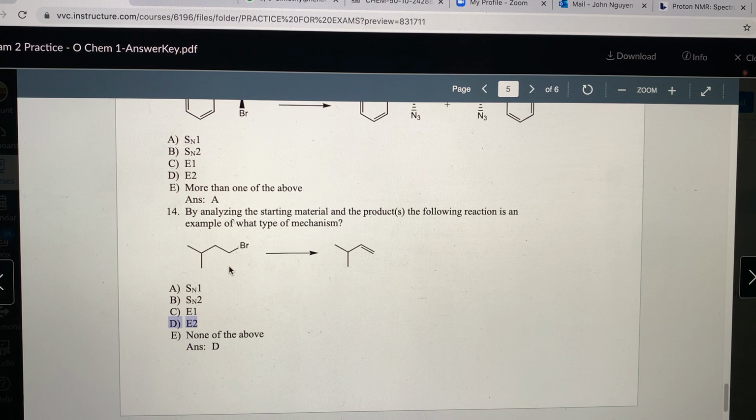Okay, and then you need more information. If it's a secondary, you need the nucleophile, the base. In this case, you need a base. Okay, if it's a strong base, it's E2. If there's no strong base present, then it's E1.